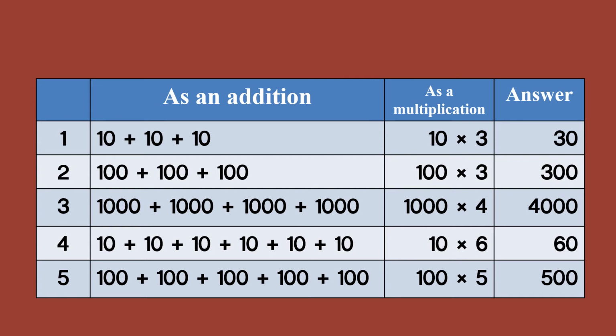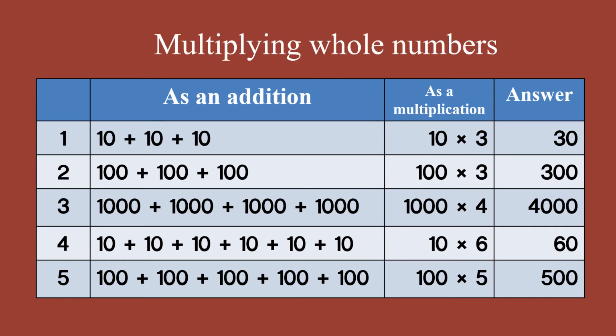100 plus 100 plus 100 plus 100 plus 100. 5 hundreds are added together. So you can mention it as a multiplication 100 multiplied by 5. You can get the same answer as 500. So this is also multiplying whole numbers, but here you can say I have multiplied tens, thousands and hundreds in this table. Isn't that so?